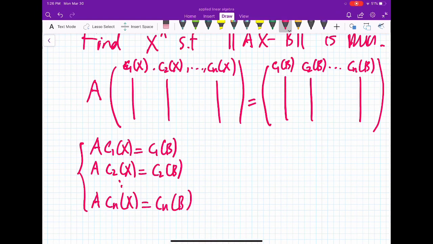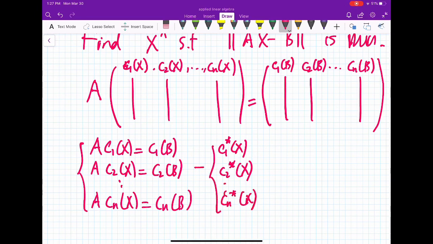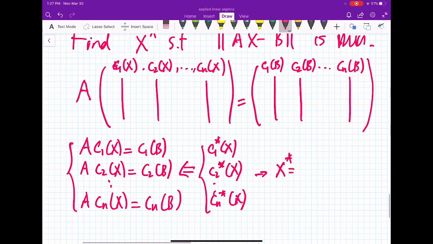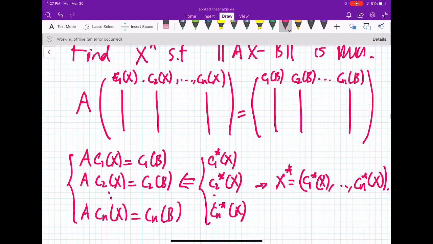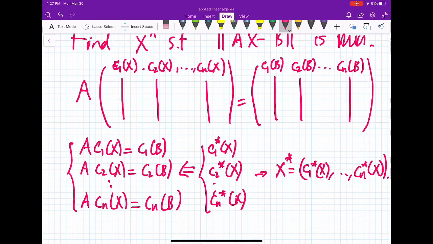And in order to find the matrix X star, you just need to find C1 of X star, the second column C2 of X star, and so on, Cn of X star, right? By solving n least squares problems. And then from here you get the matrix X star equal to just the columns C1 of X star up to Cn of X star. So basically, if you have a matrix least squares problem, you have to solve multiple least squares problems for vectors. Okay?